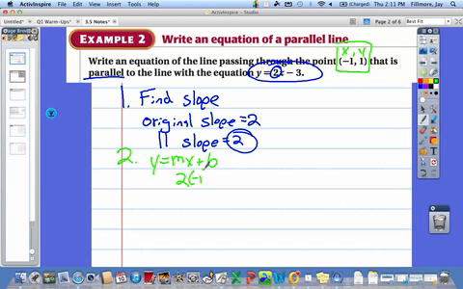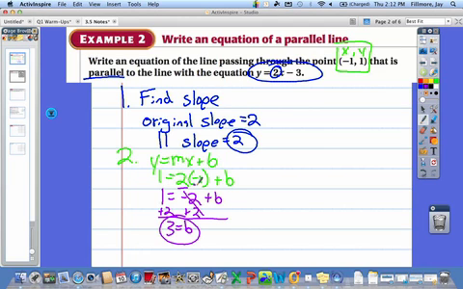So I'm going to plug in my x and my y, and now the only variable I have is b, so I can simplify this equation and solve for my missing variable b. If I multiply 2 times negative 1, that gives me a result of negative 2. And to solve for b, I'll add 2 to both sides. So these cancel, and I have that b is 3. So again, to find your b, you plug in your slope and your point, and then solve for your variable b.